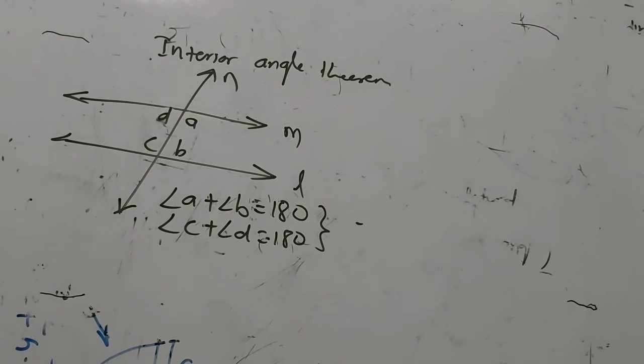Indirect method means, first of all, we assume that the statement is wrong, then calculate and prove that what we have considered as wrong is contradictory, a wrong statement. So if we conclude that it is wrong, then the correct statement holds. If it is confusing, I will repeat. You have to prove angle A plus angle B is equal to 180, and angle C plus angle D is equal to 180. For this, they have given three possibilities.